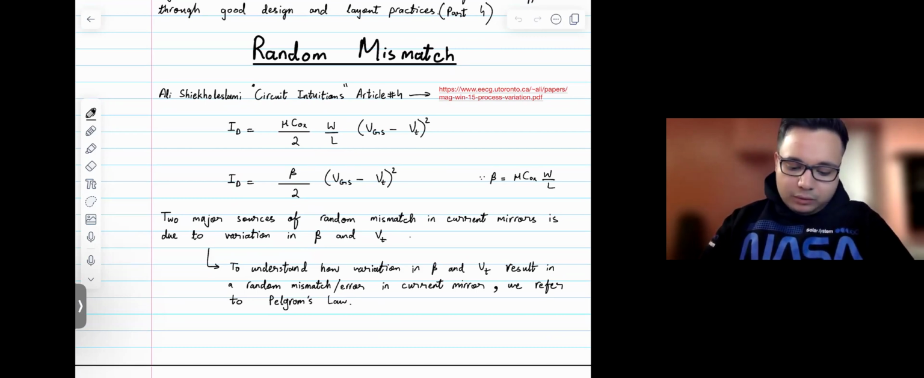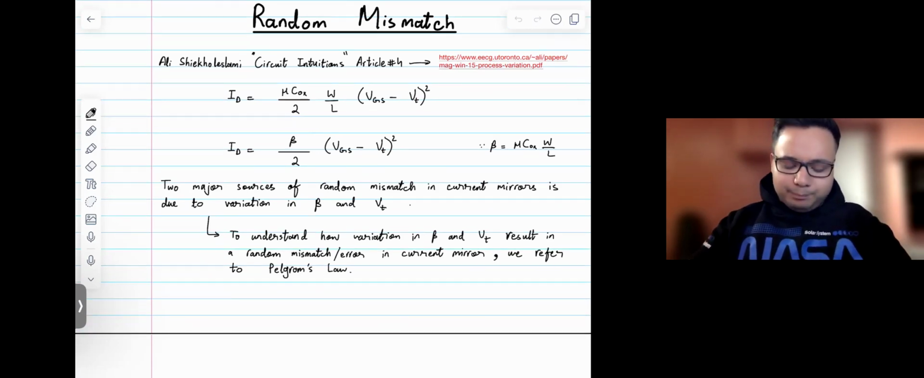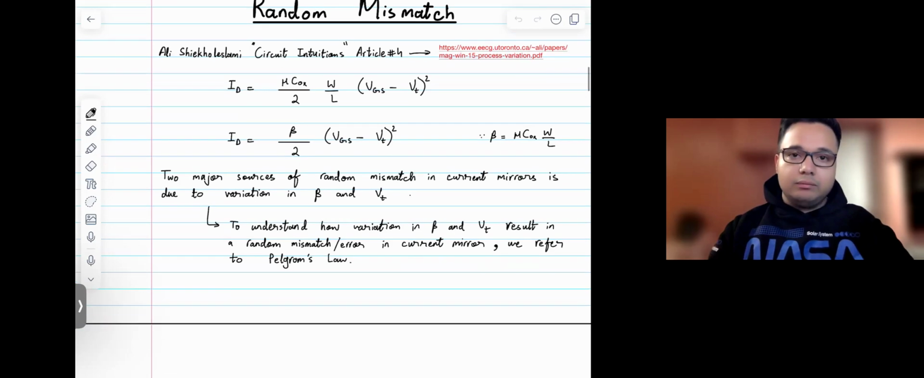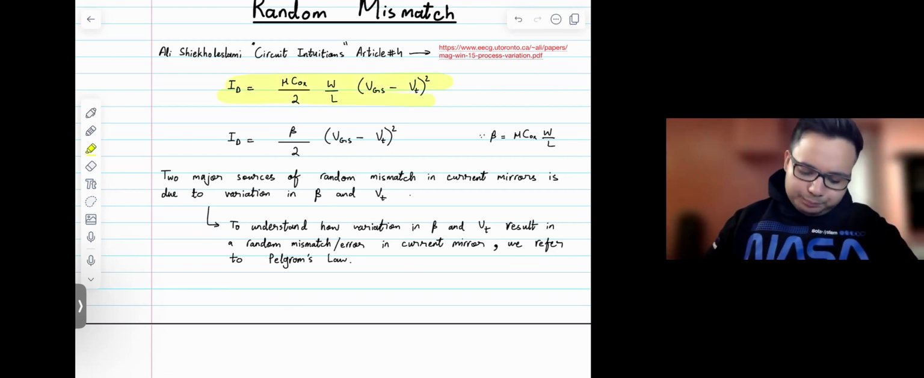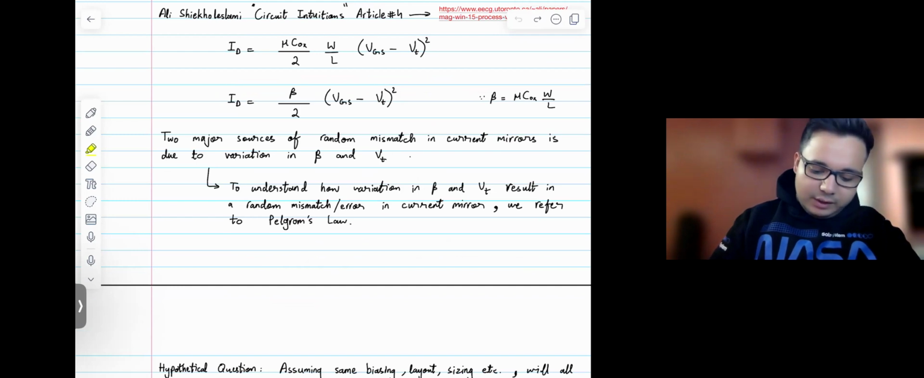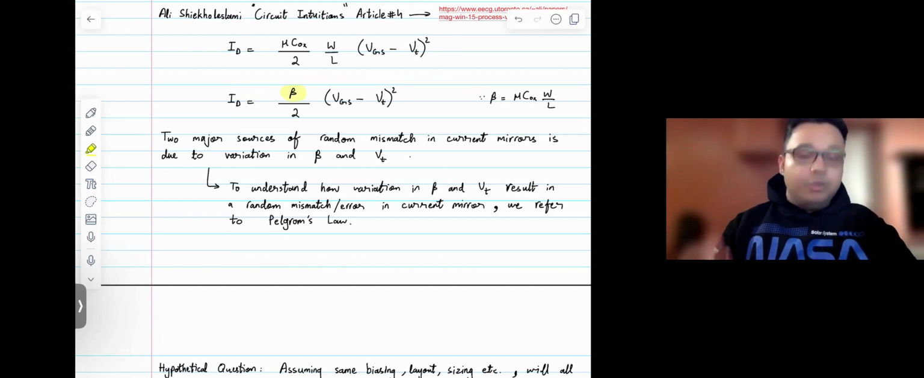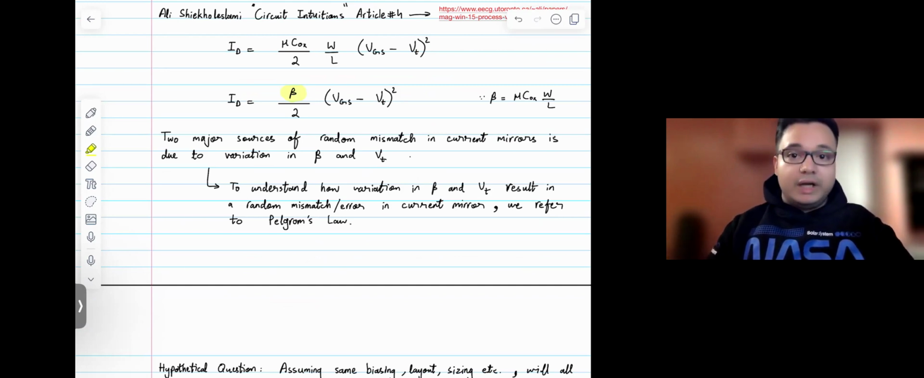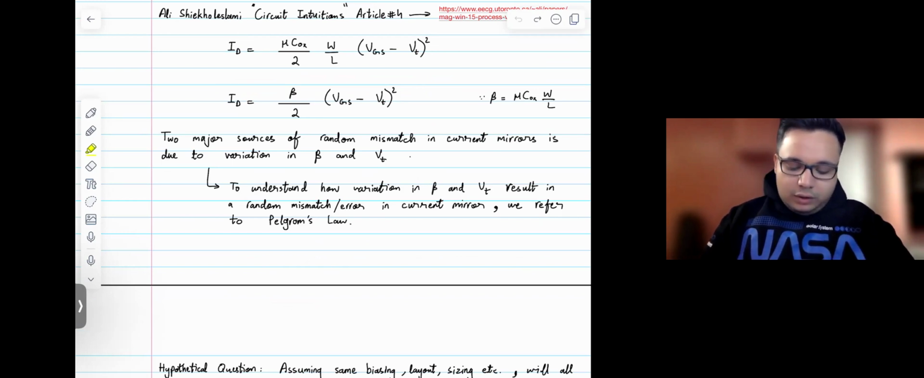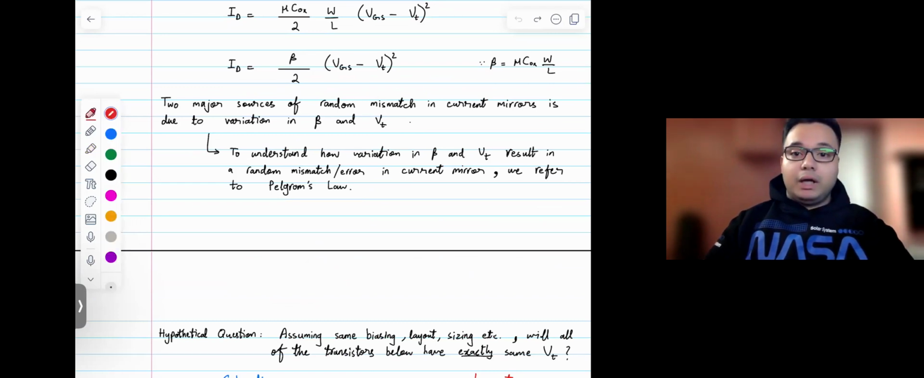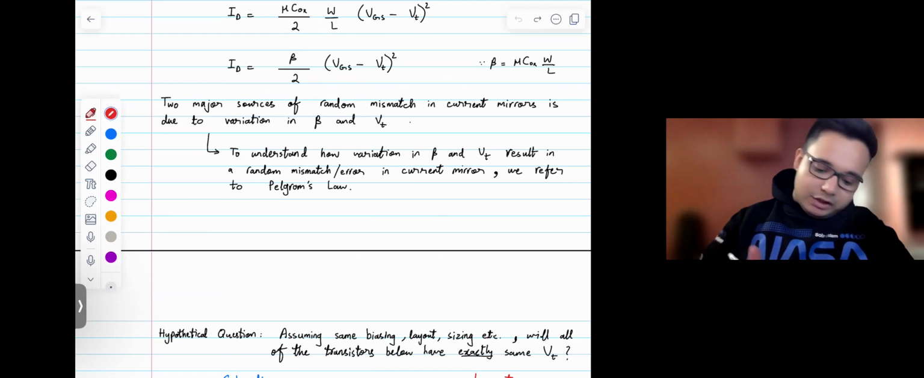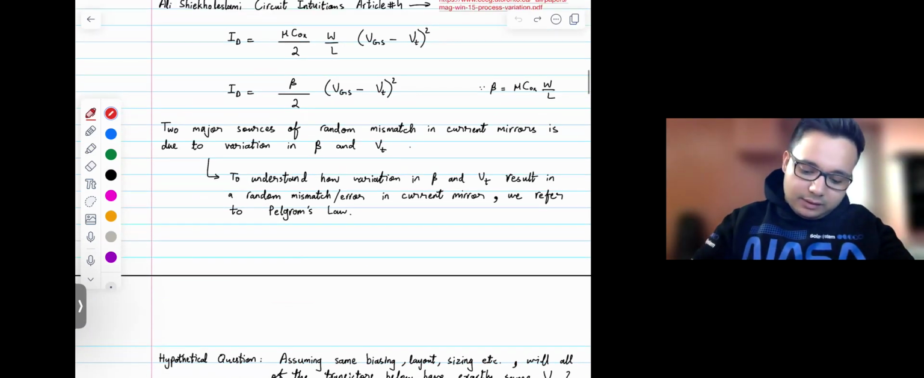All right. So to kick off our discussion about random mismatch in current mirrors, let's first talk about the drain current equation of a transistor when it's in saturation. So that's this equation, and we have seen it a million times, right? But let me just rewrite this equation in terms of beta, where beta is mu n C ox, W by L, right? And the overdrive voltage squared divided by 2.